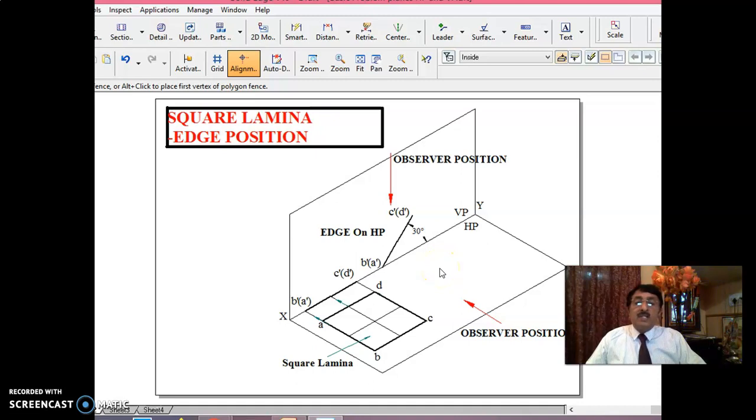Many people make mistakes here only. When they say edge on HP, you take corner on HP. When they say corner on HP, you take edge on HP. That is why you have to be very careful. When edge is on HP, for a square lamina or a square pyramid or square prism or cube, you have to start in this way only. Take care of the initial position.